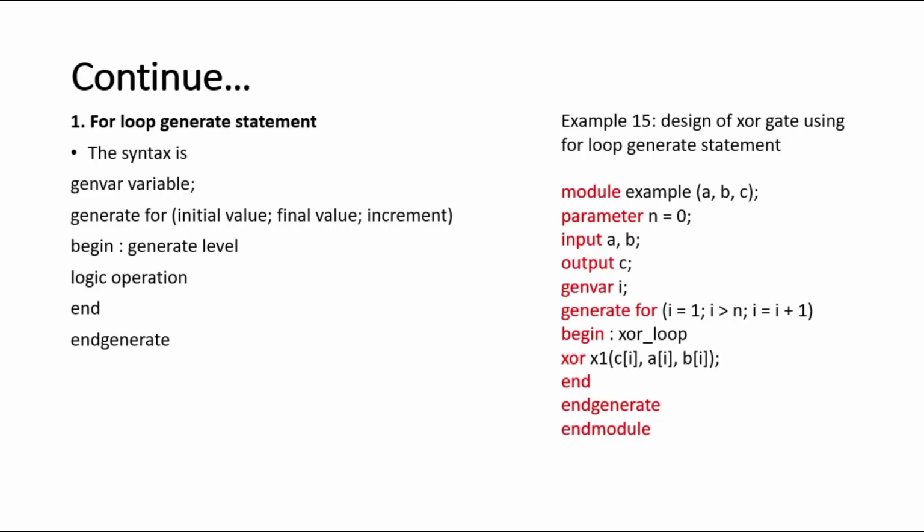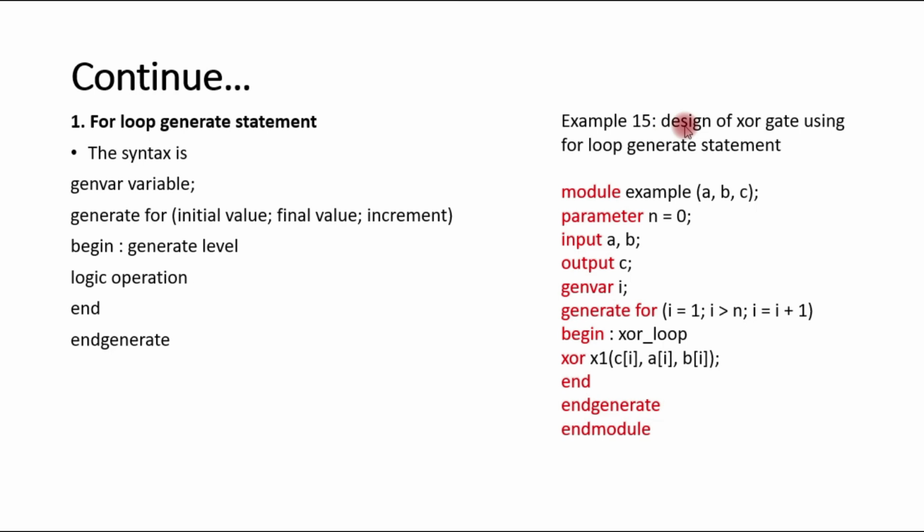For loop generate statement, the syntax will be, we should define genvar variable here, and using generate and endgenerate keywords, we are defining the generate block here, and this one is for loop. So for loop, there will be 3 conditions: initial value, final value and increment. And if there are a number of sequential statements, then we should use begin and end. Here an example is given using for loop.